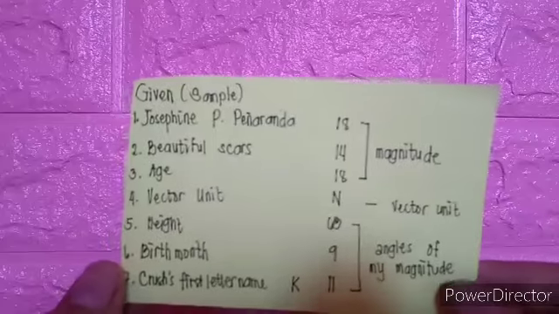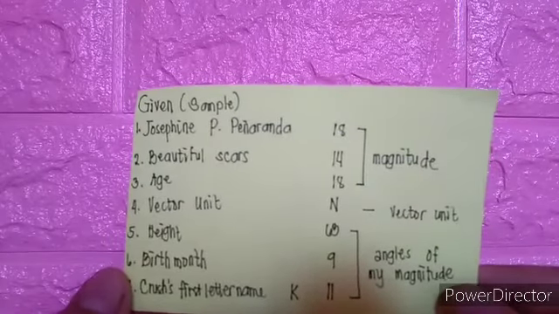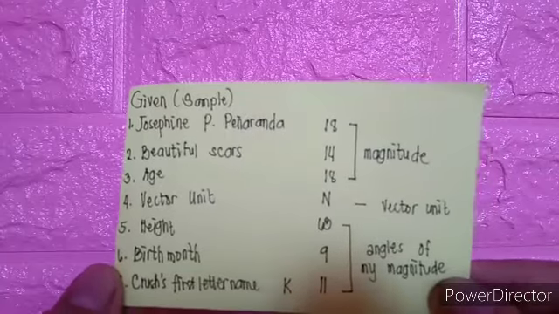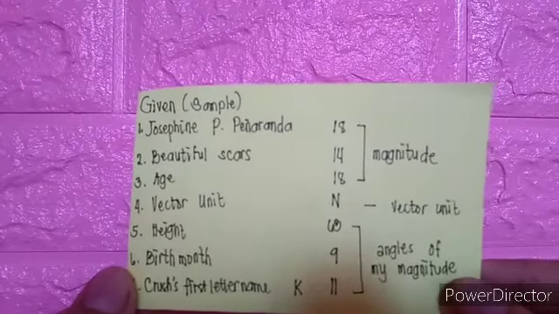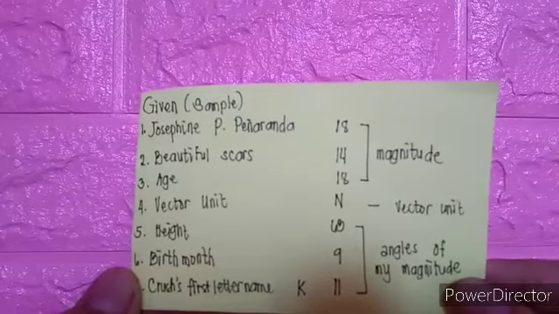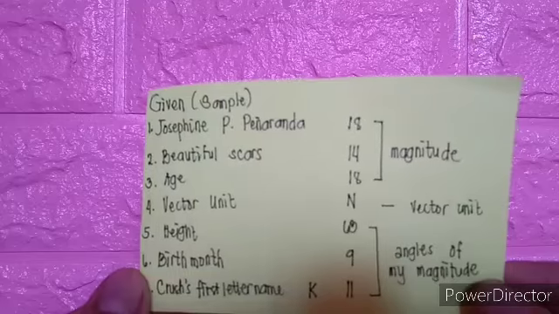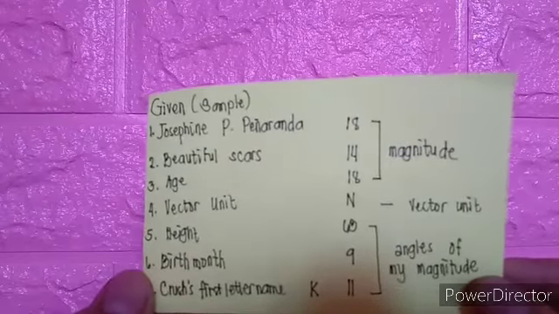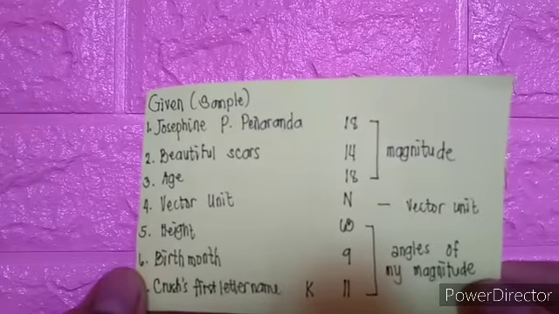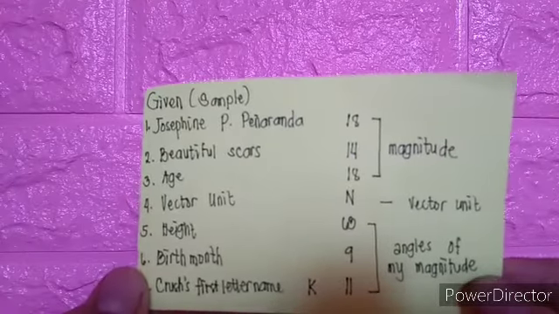My vector unit will be N. My height is 63 centimeters, and my birth month, September, will be 9 because September is the ninth month of the year. My crush's first letter is K, which is the 11th letter of the alphabet. The 63, 9, and 11 serve as the angles of my magnitudes.